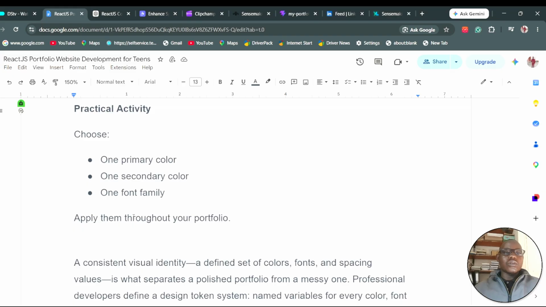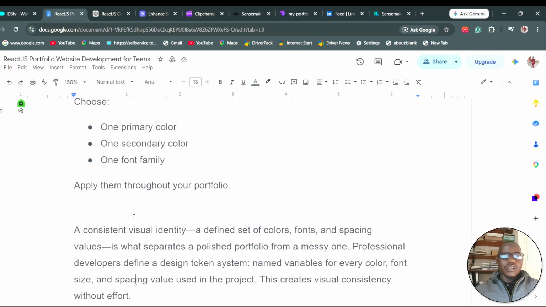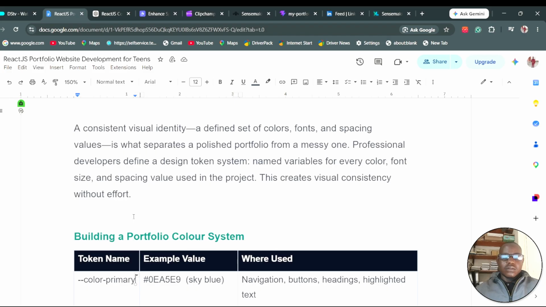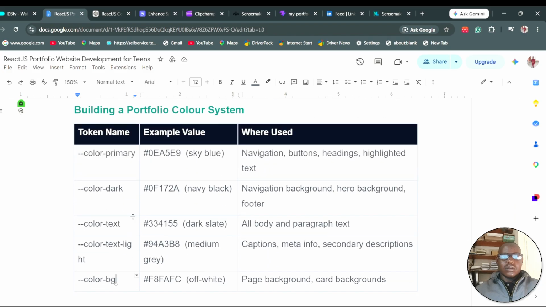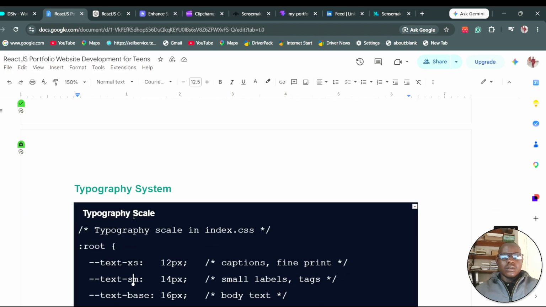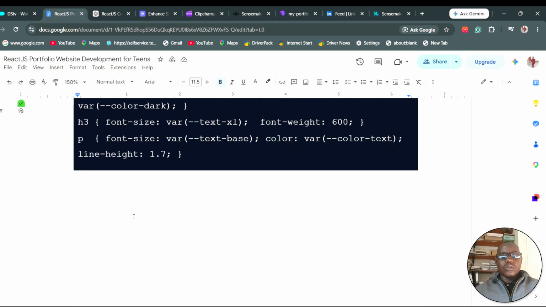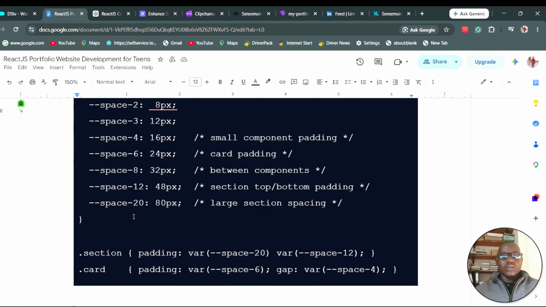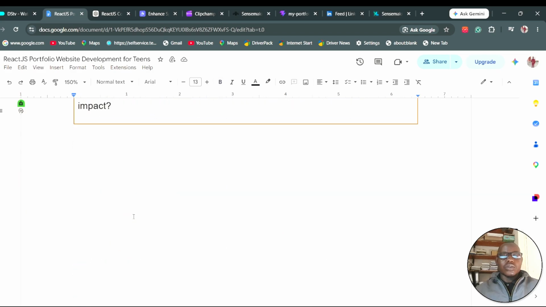Today we are going to leave you with a practical activity. Choose one primary color, one secondary color, and one font family. Apply them throughout your portfolio. See what we are talking about.